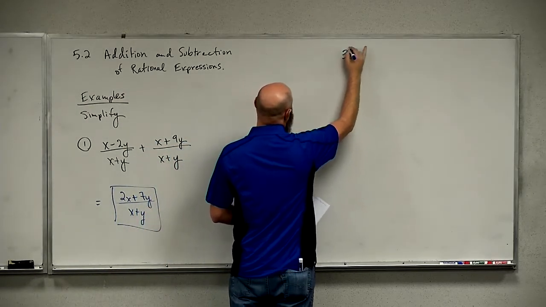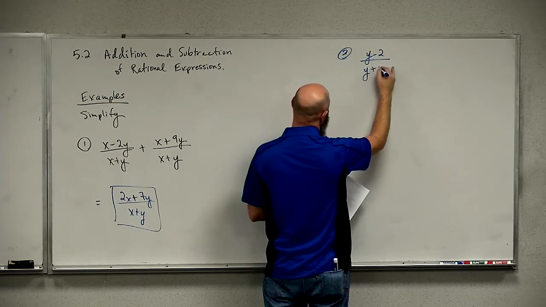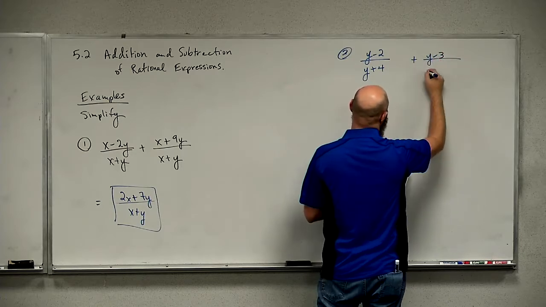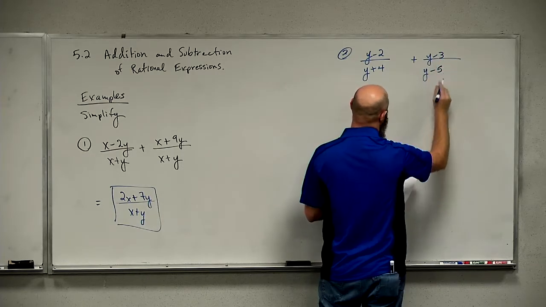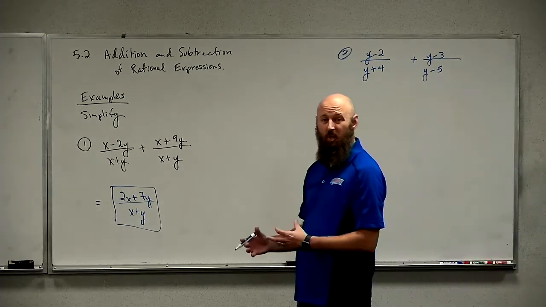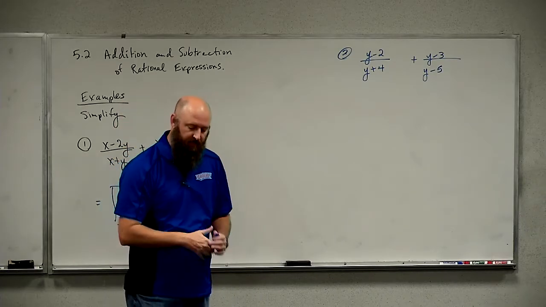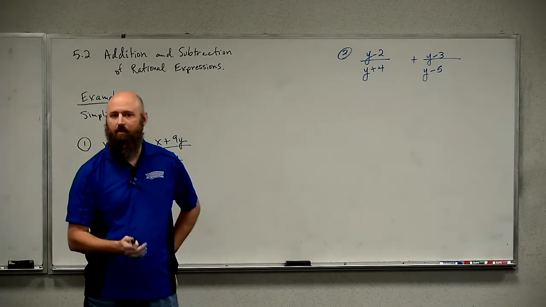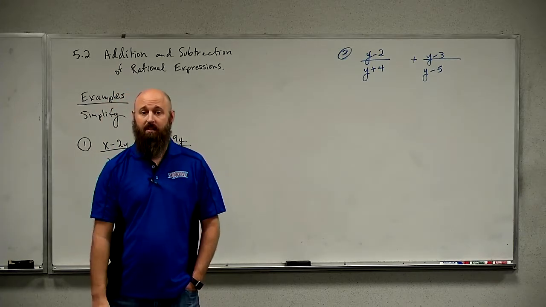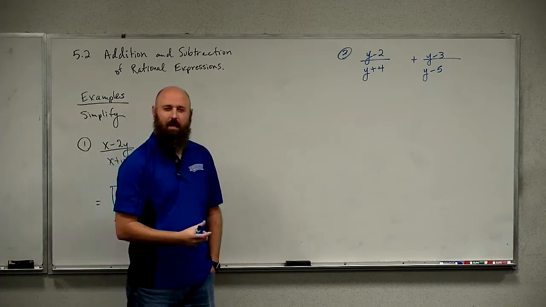All right. Let's see, number 2. y minus 2 over y plus 4 plus y minus 3 over y minus 5. Okay. Now we don't have a common denominator. So we need to make one. All right. Now, if again we were to go back to numbers and say we had a denominator of 2 and a denominator of 3, we would find our common denominator by multiplying those two things together. 2 times 3 would give me 6 for those.